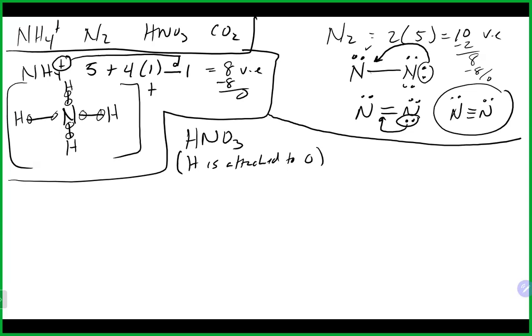We're going to do the same thing here. We're going to take hydrogen, which is 1, nitrogen, which is 5, and 3 oxygens, which is 3 times 6. That's 18, 19, 24 valence electrons in this case.